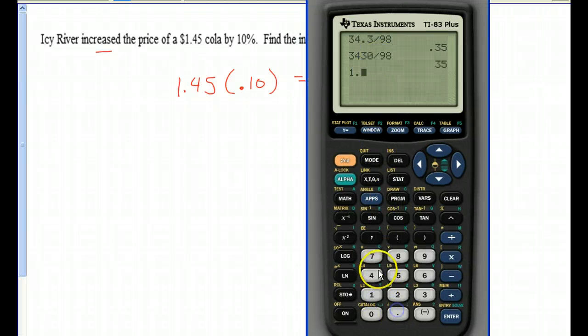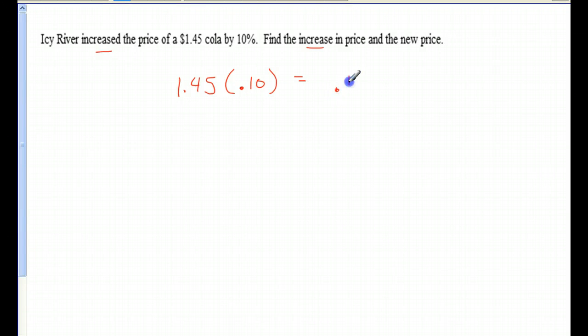So 1.45 times 0.1. Remember, when we multiply by powers of 10 smaller than 1, it just moves the decimal point the other way. So there's one decimal place after the 0, that's going to move it back one place. So 0.145 is the increase. And what do we do to that? We add that to the old price.